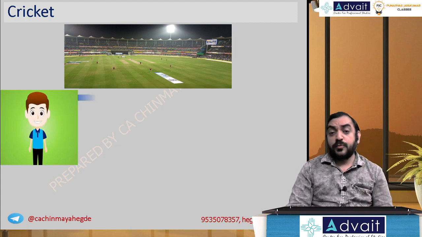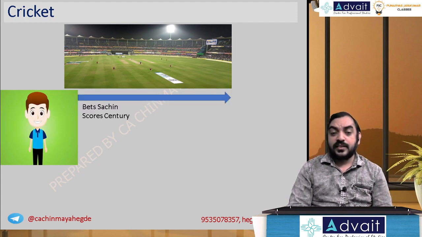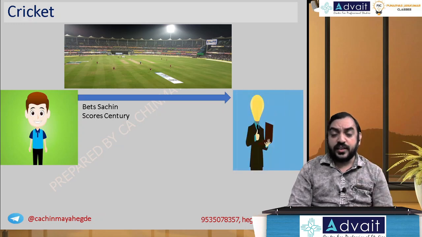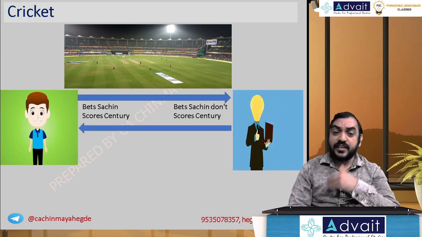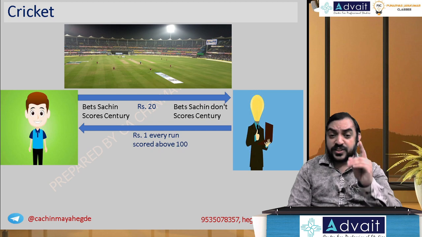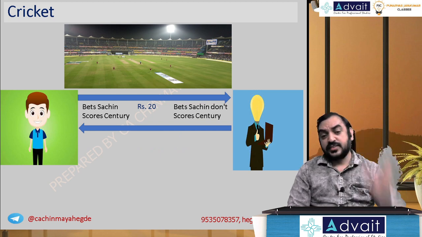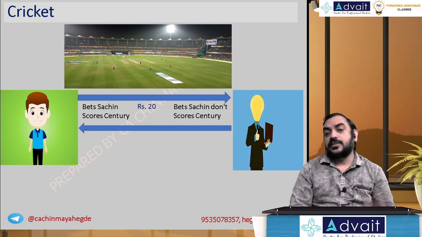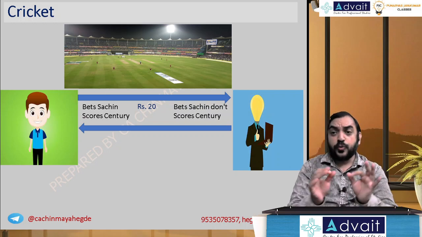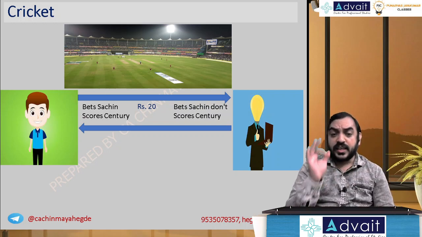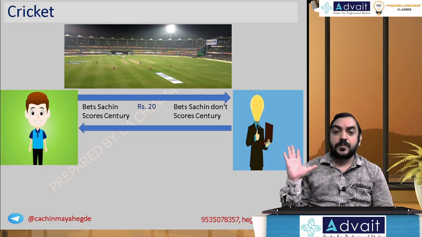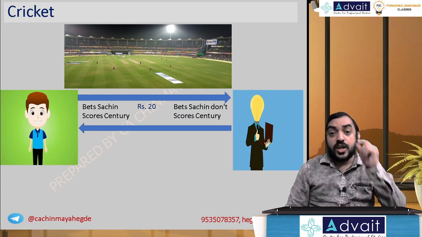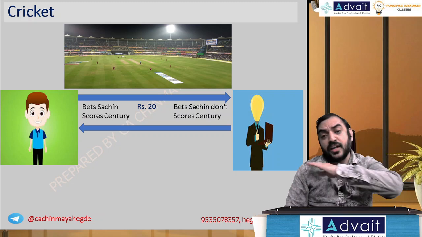Now imagine one more situation. The person bets Sachin will score a century and pays rupees 20 in advance. Rupees 20 is paid in advance. That means rupees 20 is the price for his scoring a century. If he does not score a century, not 1 rupee, 2 rupees gone, the entire 20 rupees is gone.